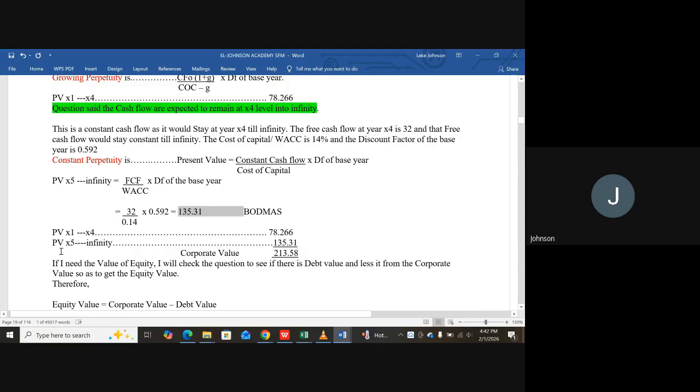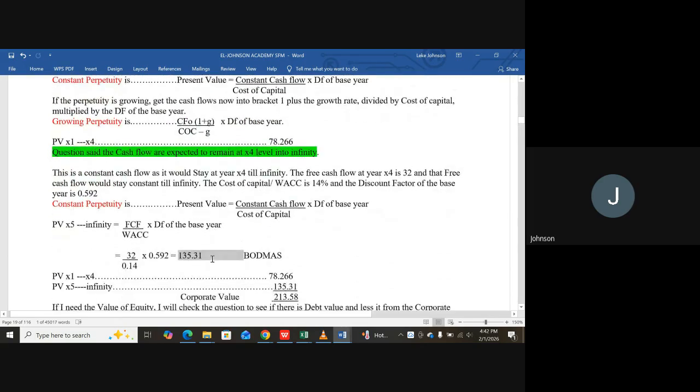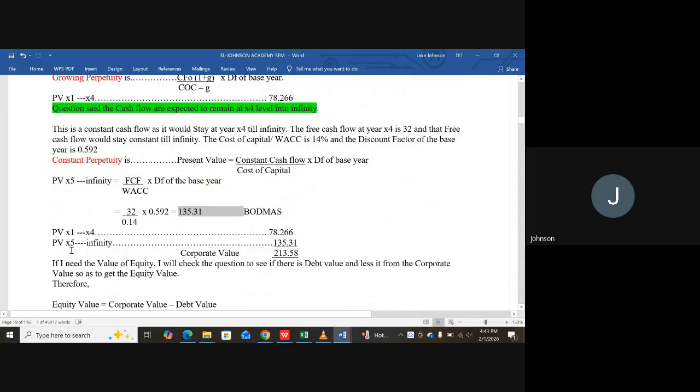So we have done our perpetuity now from year 5 to infinity, and this perpetuity is a constant perpetuity. So to get the total value of that business, because we got the value of that business from year 5 to infinity, what about the value of the business from year 1 to year 4? We have already calculated that before. So to get the total value of that company from year 1 to 4 and from year 5 to infinity, we have to add them together, and then we are going to get our corporate value. That's our corporate value.